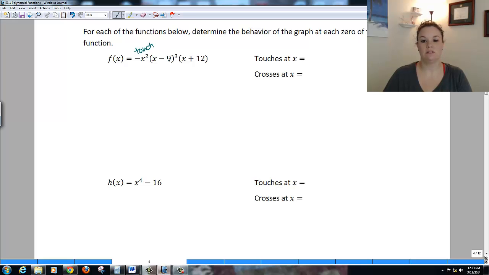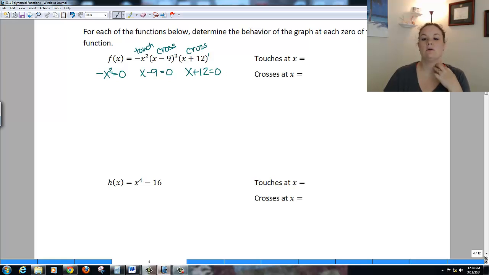Okay. Notice my next factor, I have a power of 3. So this one is going to cross because it has an odd multiplicity. And then my last one doesn't have anything written up there. So it's like to the 1st power, 1 is odd, so this one is also going to cross. So I'm going to go ahead and solve each of these so that I know the x-intercept. So negative x squared equals 0, x minus 9 equals 0, and x plus 12 equals 0.